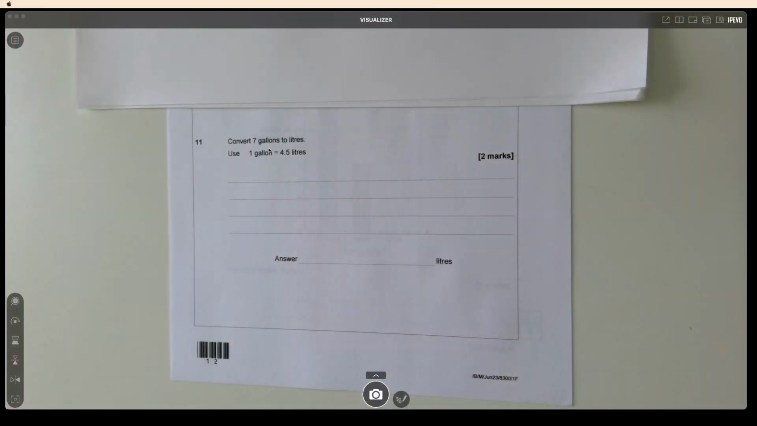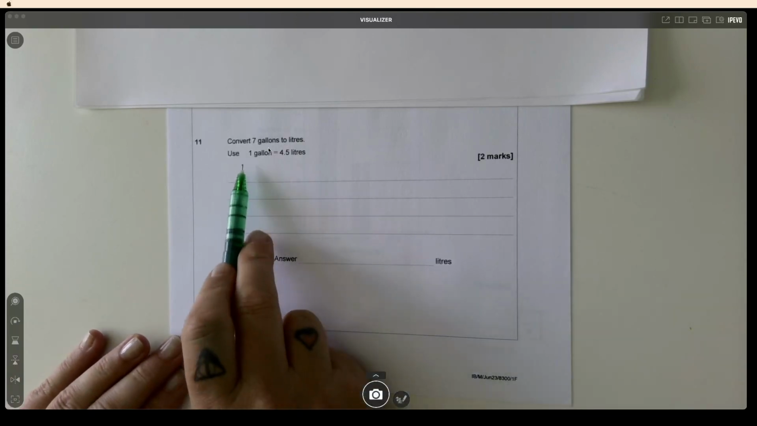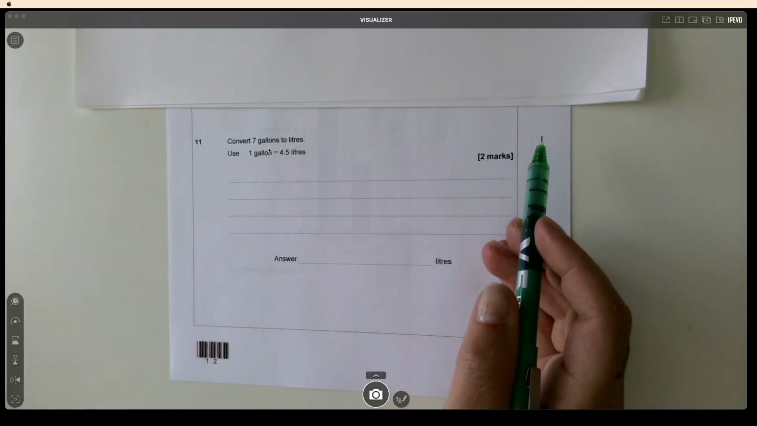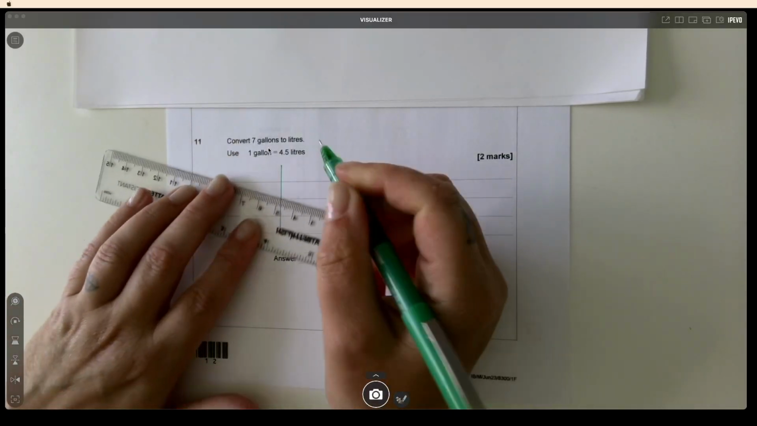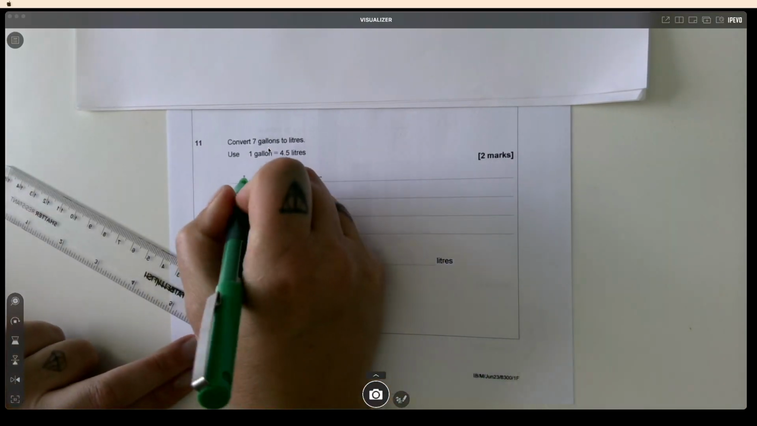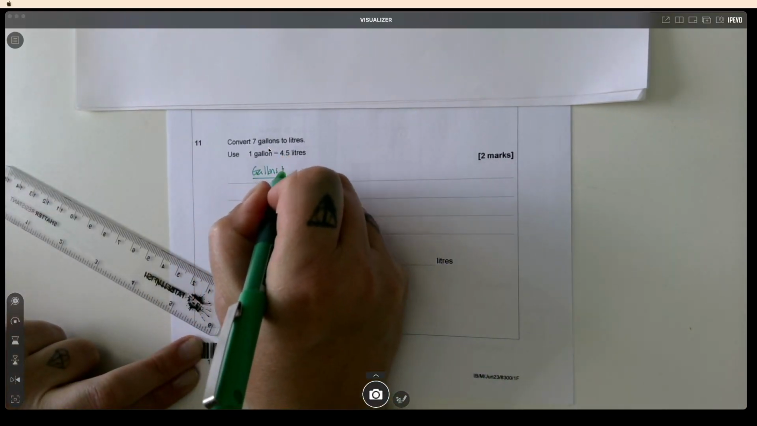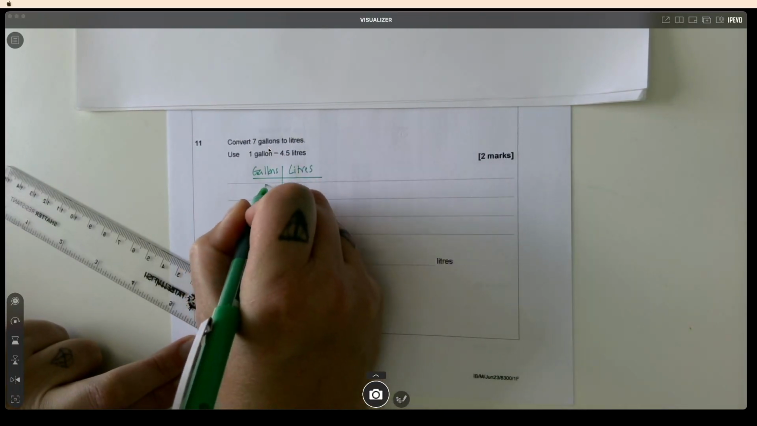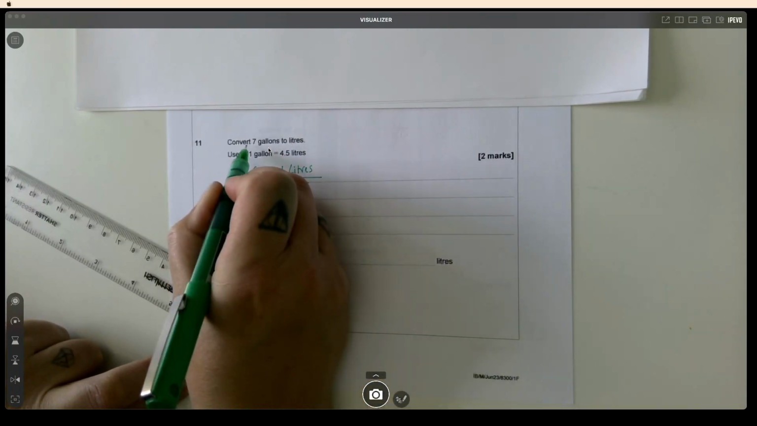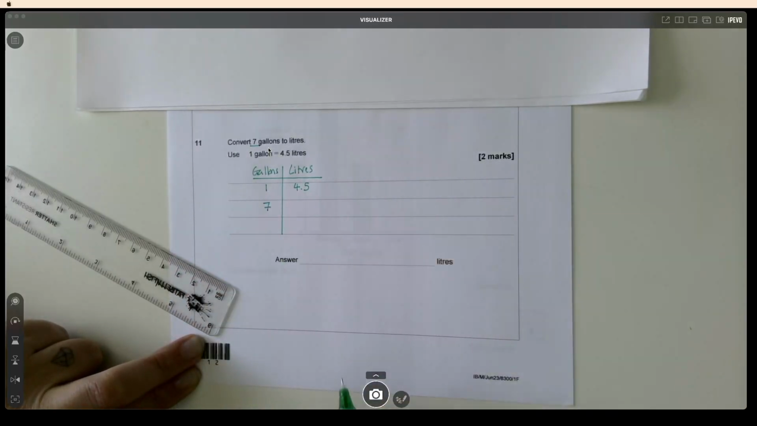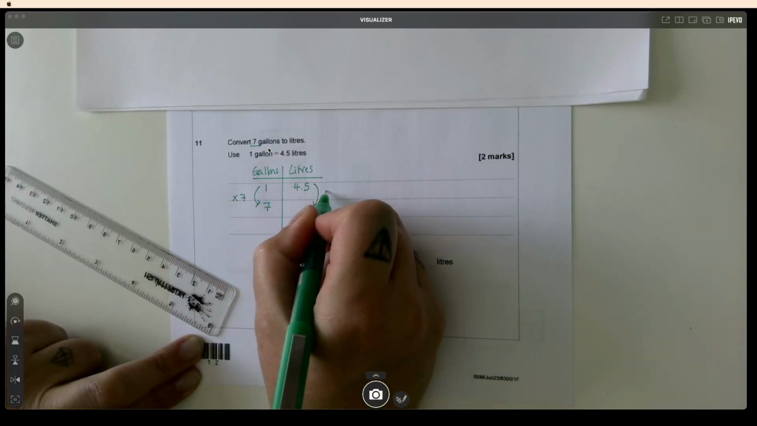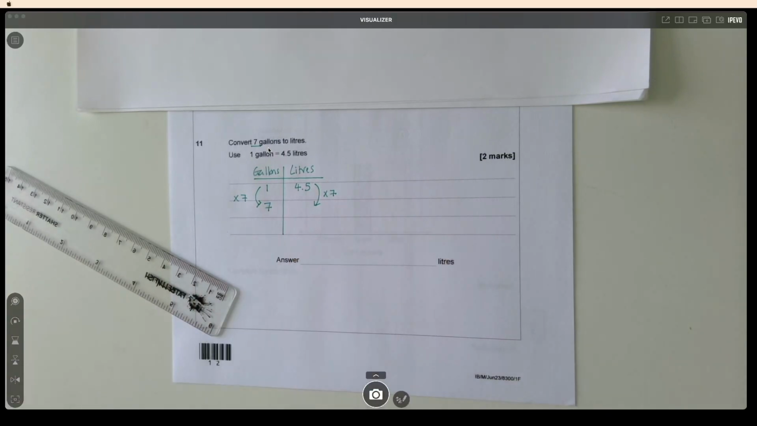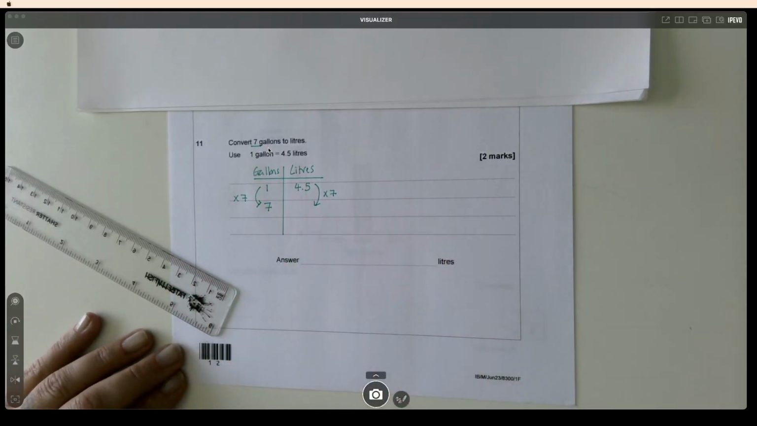Question 11. Convert 7 gallons to litres. Use 1 gallon equals 4.5 litres. So I'm going to just do a quick proportion table here to organise the information. So we have gallons, litres. So 1 gallon is 4.5 litres. We want to figure out what 7 gallons are. So to go from 1 to 7, we would multiply by 7. So if we do the same on the other side, because of that proportional relationship, that will tell us how many litres there are in 7 gallons.